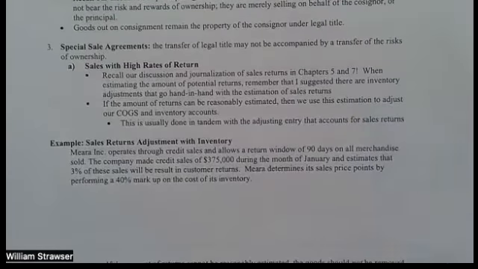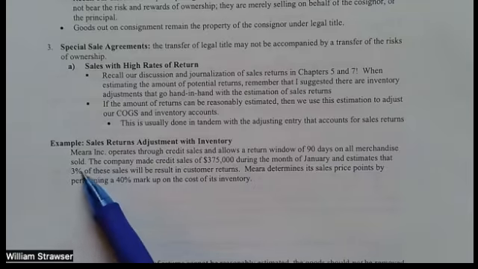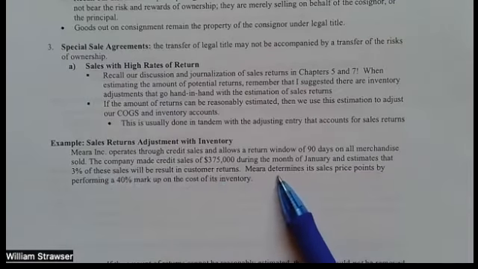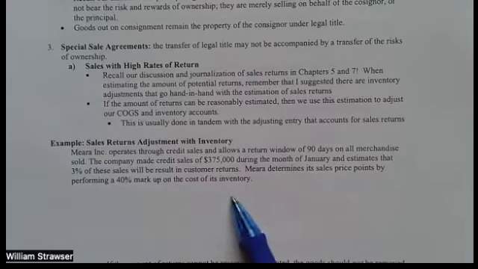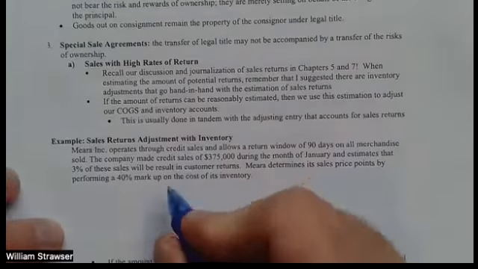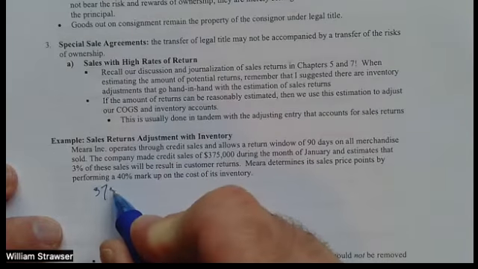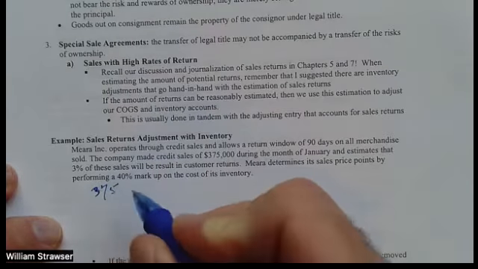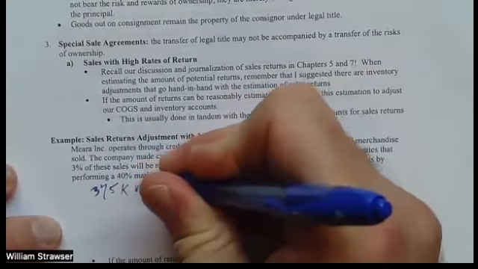And I have just a little example of that, even though we've seen it. The company made credit sales of $375,000 during the month of January. It estimates 3% of these sales may result in customer returns. Mira determines its sales policy by performing a 40% markup on the cost of its inventory. So it has credit sales of $375,000, and thinks that 3% of these are going to be returns.